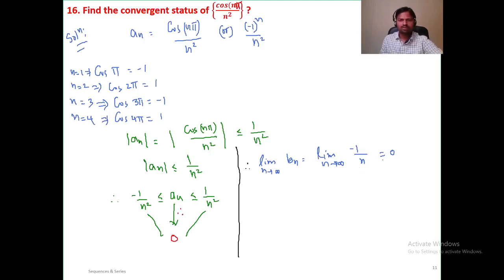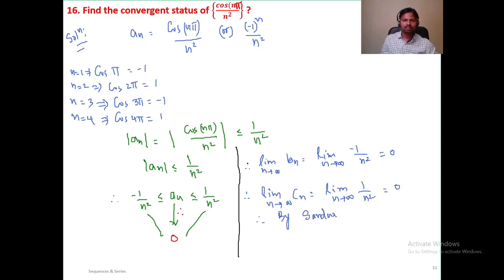Okay, so therefore the limit as n tends to infinity of Cn, that means the upper bound. The limit as n tends to infinity of the upper bound, 1 upon n square, also goes to 0. Both are going to 0. Therefore, by the sandwich theorem, I can say that the sequence an converges to the same limit 0 as n tends to infinity. That's it.